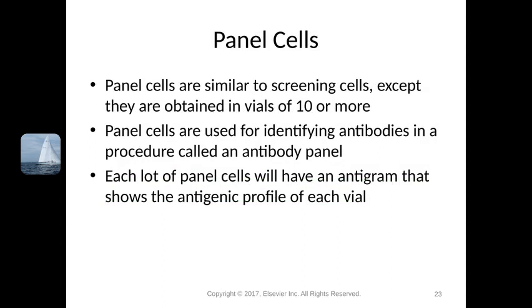So our panel cells are the same as the screen cells, except they're usually either 10 to 16 or 11 to 16 cell panels, and the antigram looks just like the screen antigram, just with more cells.